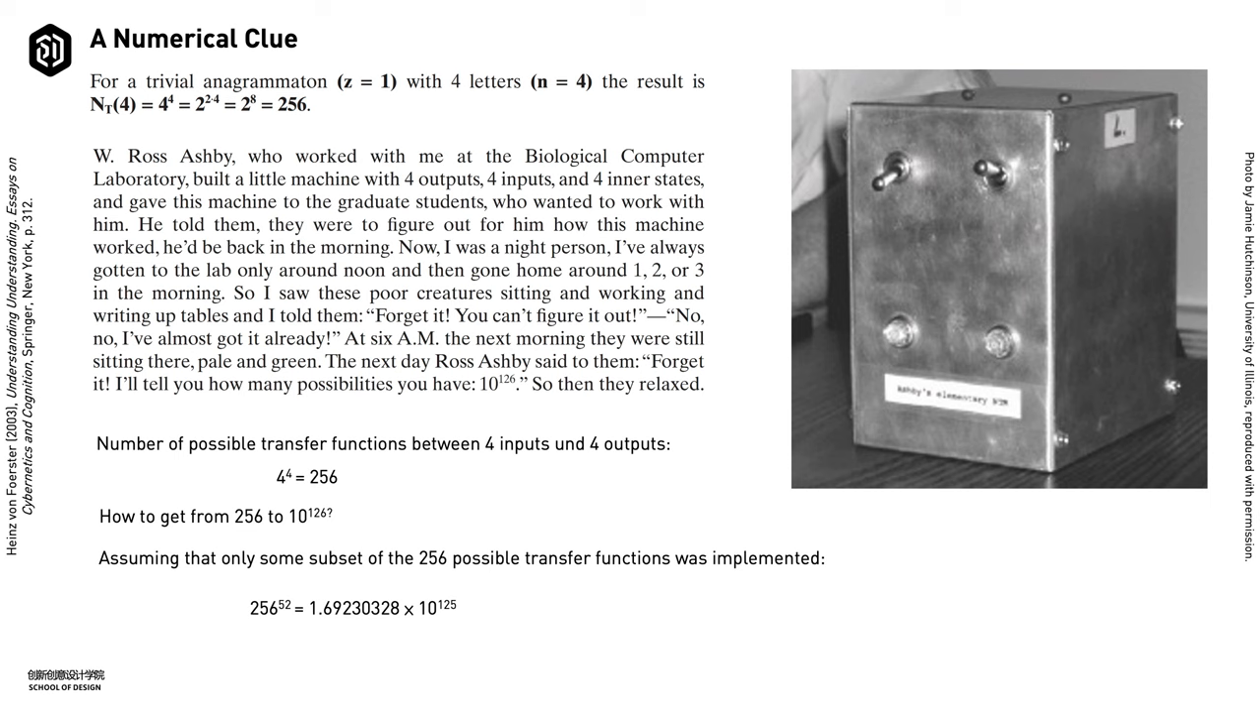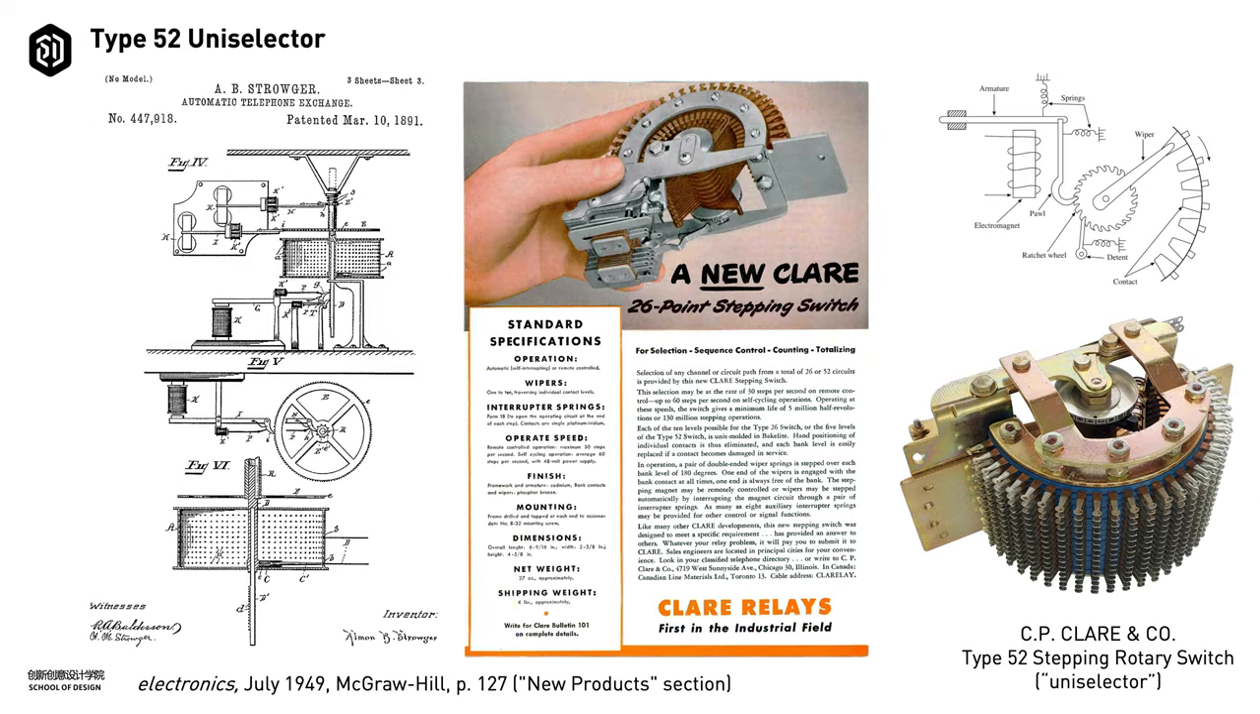52, as it turns out, is a number that shows up in a kind of component called a uniselector, which looks like this. It's been patented in the late 19th century, and if you still remember old rotary phones, it's the thing that goes like this. It's basically a stepping motor, a very complicated switch that goes in circles. And this is one of them, and it happens to be a type 52 switch, it has 52 positions.